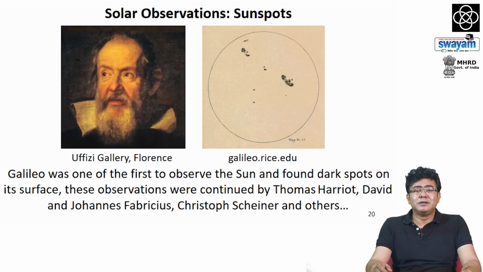So, what you see here is one of the drawings of Galileo from his observations of the sun, and the dark blotches that you see on the image, these dark blotches are sunspots.